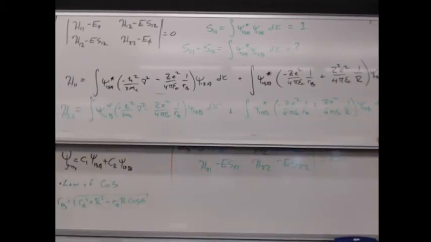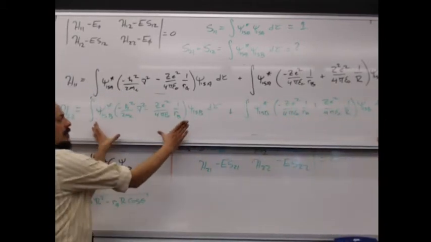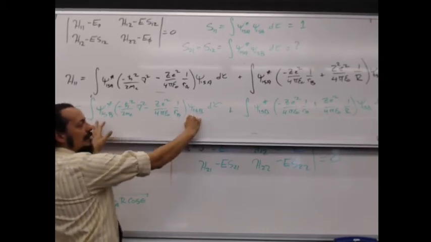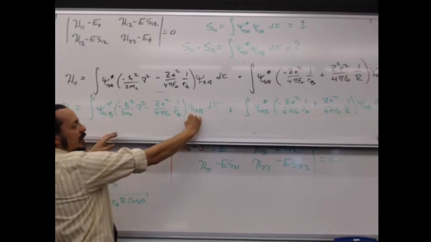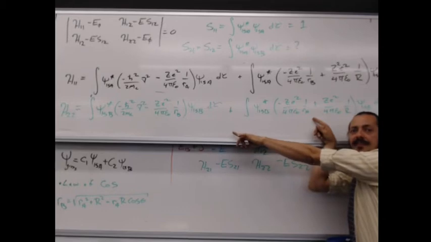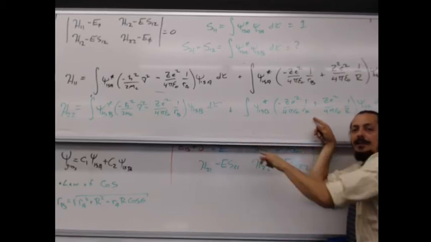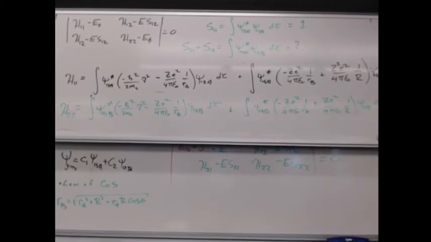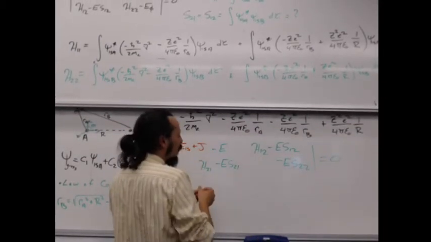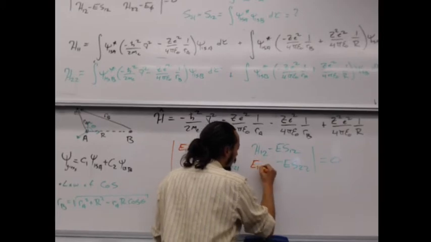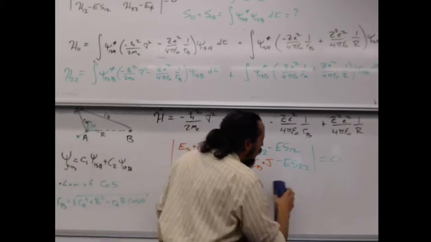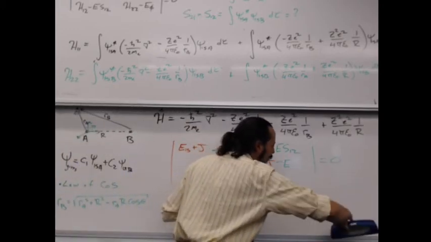Notice the parallelism. I've got my E1s. Notice I'm doing it in terms of RB now. My orbital is centered on B, and my psi A is now offset by that same distance r, but in the opposite direction. This ends up giving us the exact same thing as H11. So H22, it turns out we can also replace with an E1s plus J. I can also erase the S22 because that's a normal set.